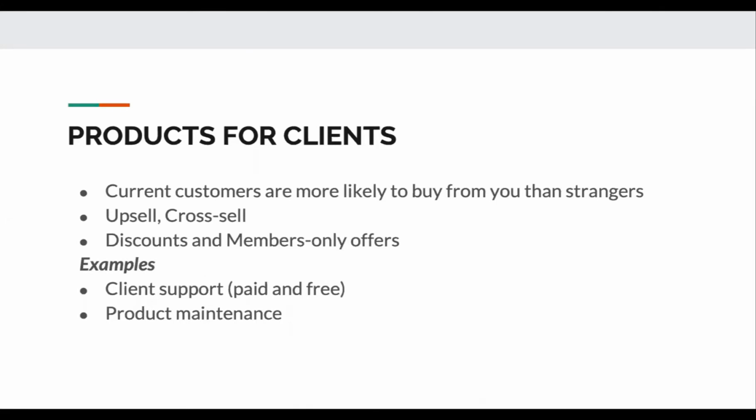And then finally, we have products for clients. A lot of people stop at the point of core products. They don't have products for existing clients, and as I said earlier, that is a huge mistake. You should have products for people that have bought from you before. People that have bought previously are more likely to buy from you again than those that are just getting to know you. Current customers are more likely to buy from you than strangers.